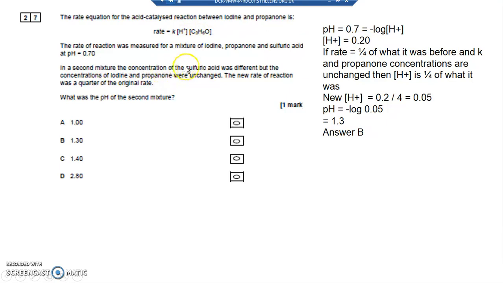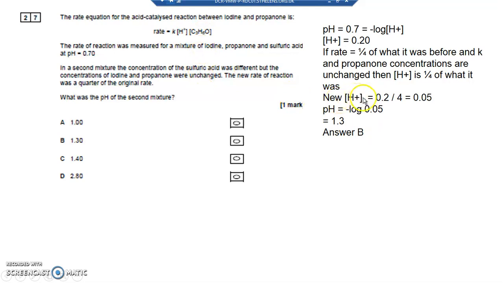Now then, it says nothing changes. In the second mixture, the concentration of sulfuric acid was different, but the concentration of iodine and propanone were unchanged. So this concentration isn't changed. Assuming that the temperature hasn't changed, then the rate constant won't change. So the rate equals something that's unchanged multiplied by the H+ concentration multiplied by something else that's unchanged. If the rate has gone down to a quarter, then the H+ concentration must have gone down to a quarter, because the rate constant and the concentration of propanone are unchanged.